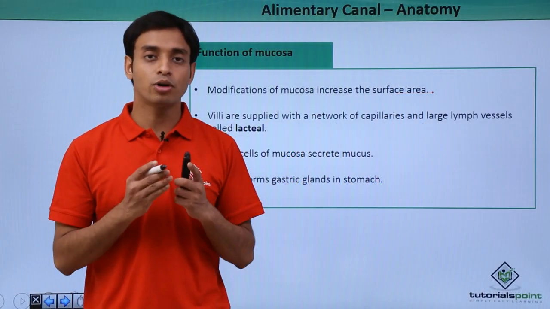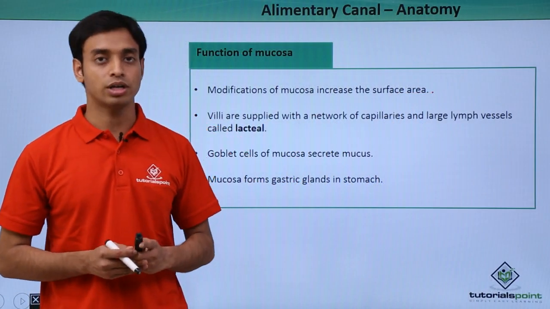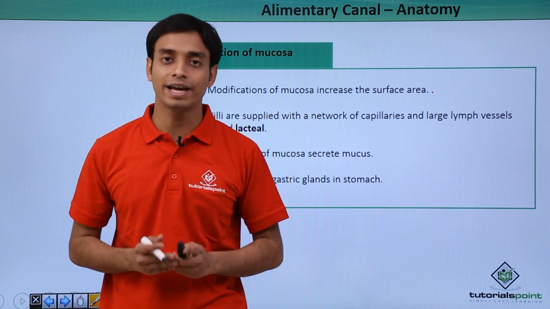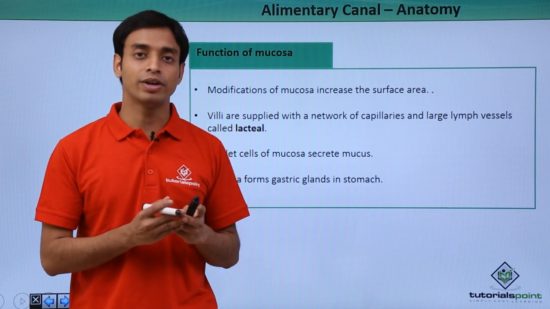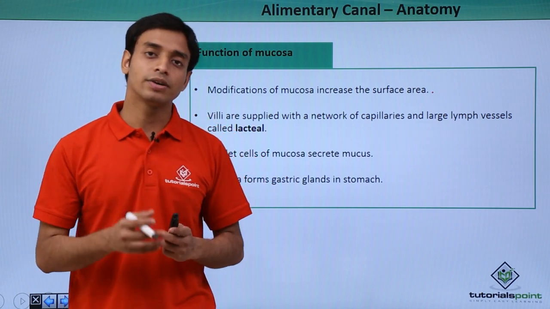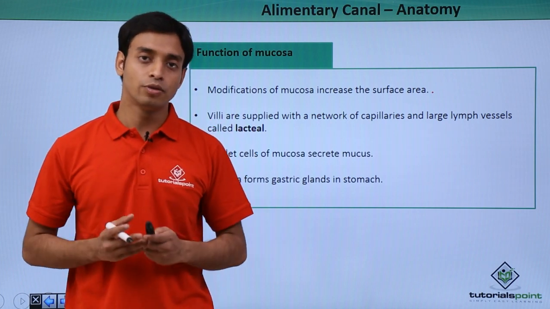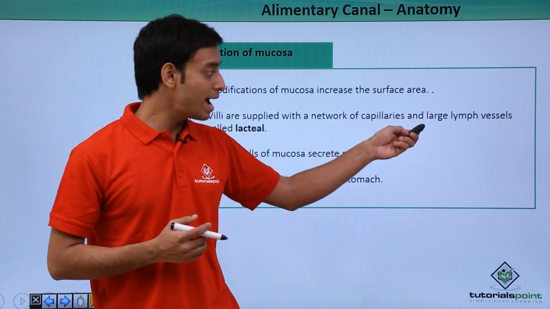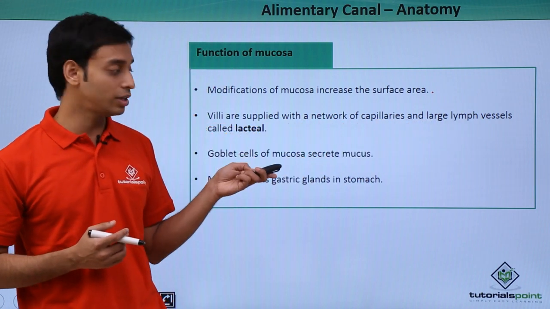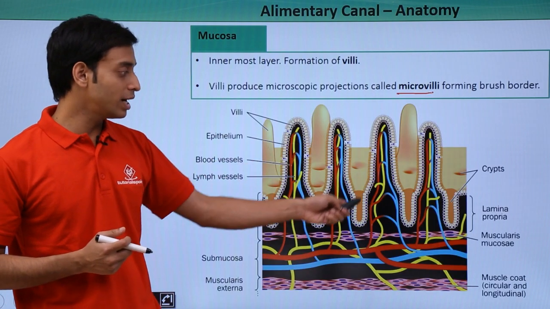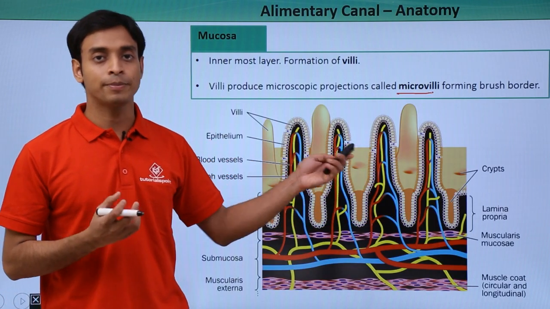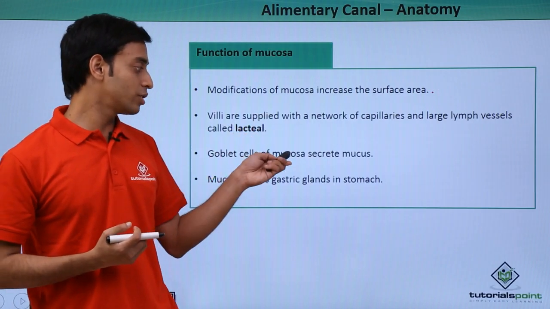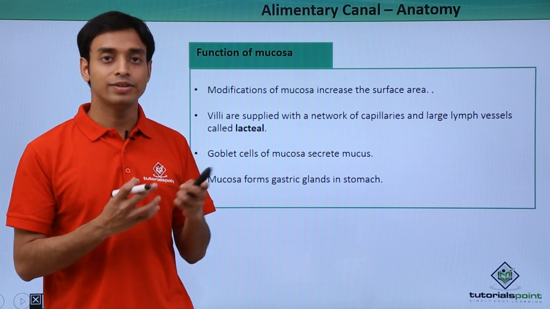Now let us talk about the important functions of the layer of mucosa. The important function is the modification of the mucosa, modifications like formation of villi, that is finger-like projections, and then microvilli. It actually increases the surface area for absorption of the digested food products. Now the villi are actually supplied with a network of capillaries and large lymph vessels, and they are known as the lacteal, as you can see over here. So the villi are supplied with blood and lymph vessels so that the digested products can be easily absorbed into the bloodstream.